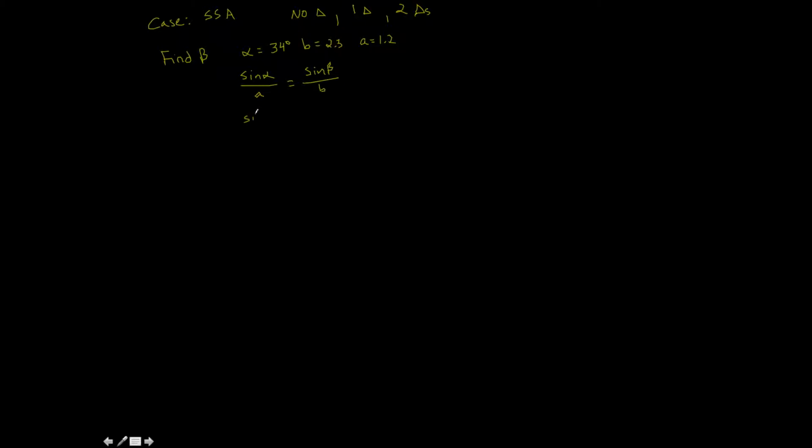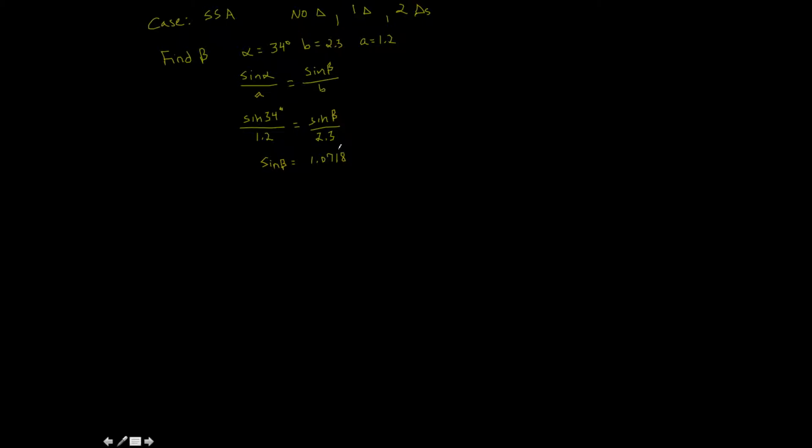So this is the sine of 34 all over 1.2 equals the sine of beta all over 2.3. Okay, so solve for sine beta. So sine beta is going to be approximately 1.0718. Approximately.